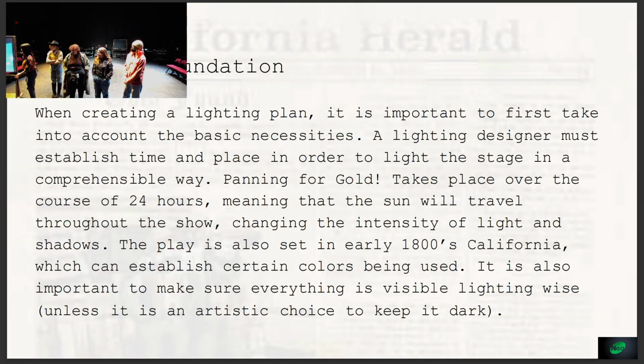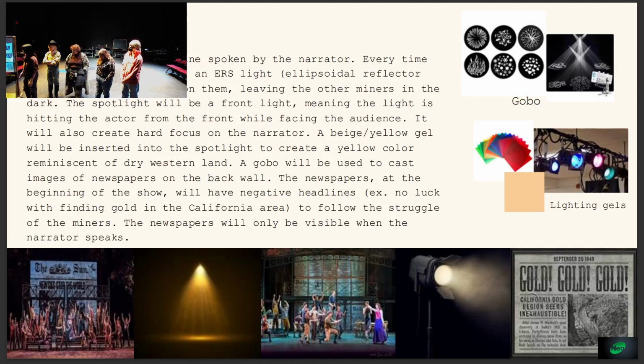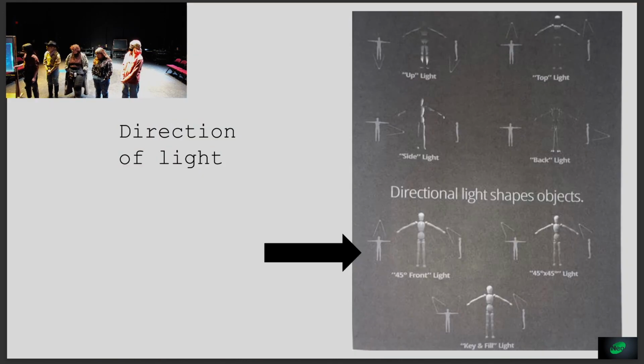Okay, I'm not going to read all this. Basically, what I just said, you can skip this one. So the show opens. We just have a single spotlight on a narrator. I was also thinking about using a gobo to create the outline of newspapers on the back wall. Very good projection. Directional light, front light on the narrator, so they're just lit.